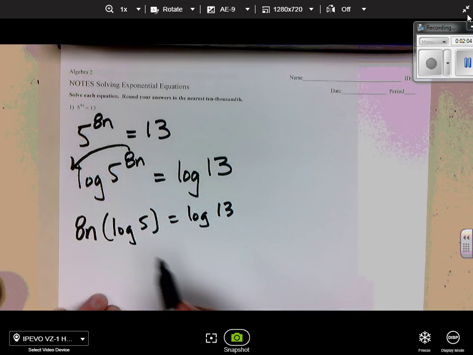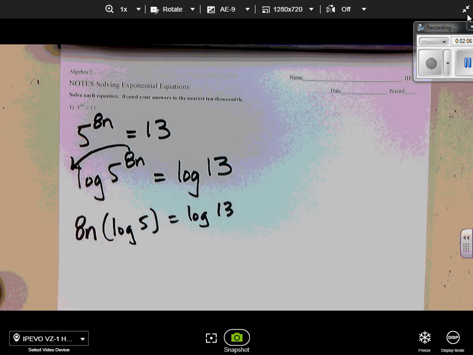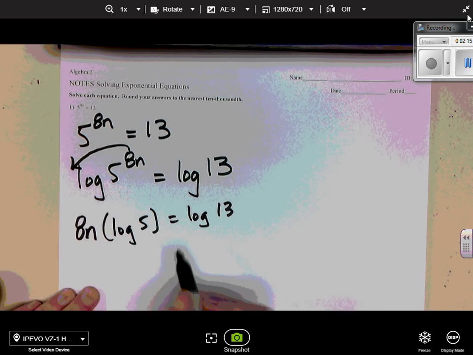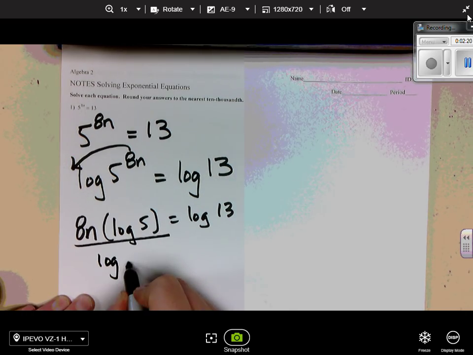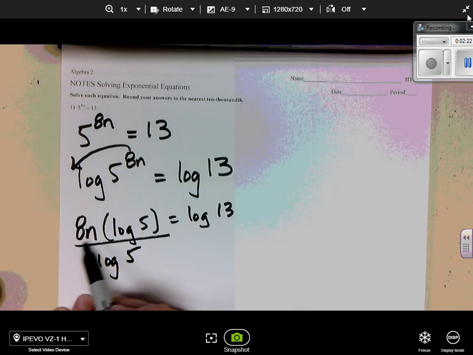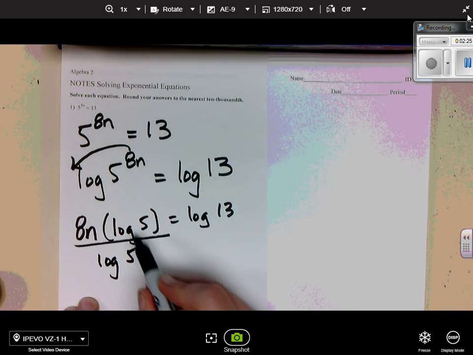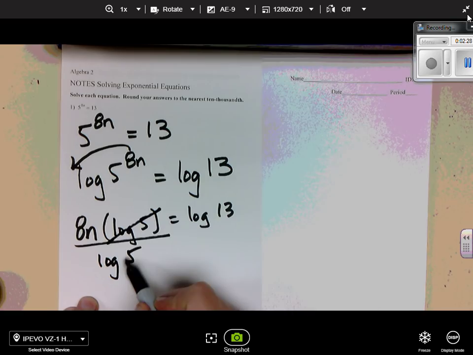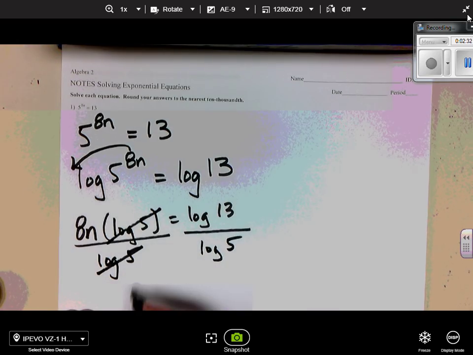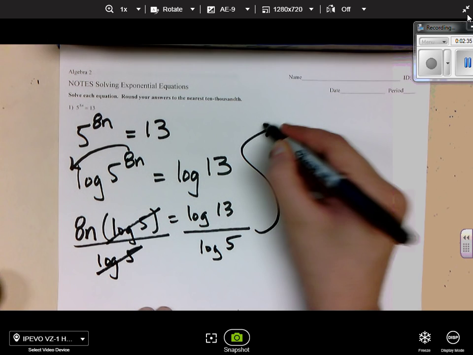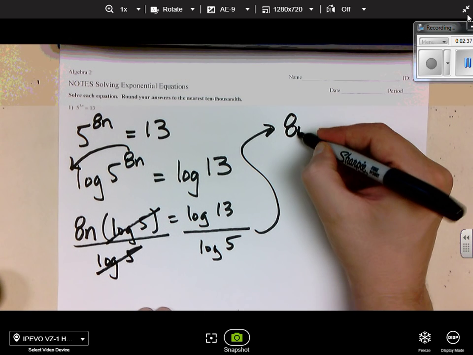The spontaneity of stuff. The next thing we're going to want to do is move our logs to one side. Right now we have a log on the left, we have a log on the right. We want to move things away from the letter though, because it's the letter we're trying to get by itself. The log 5 was multiplying the 8n, so the opposite of that would be to divide by log 5. Divide this side by log 5. And what does that do for us now? Well, it makes the left side less cluttered.